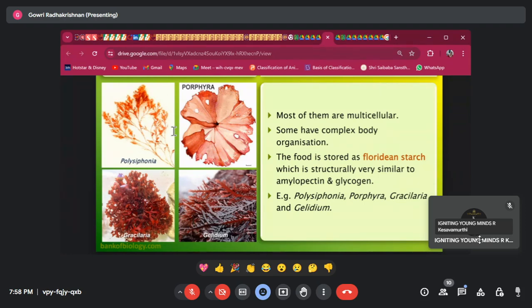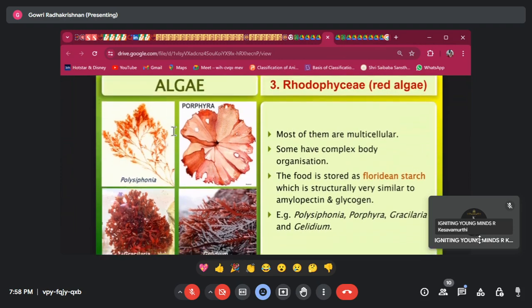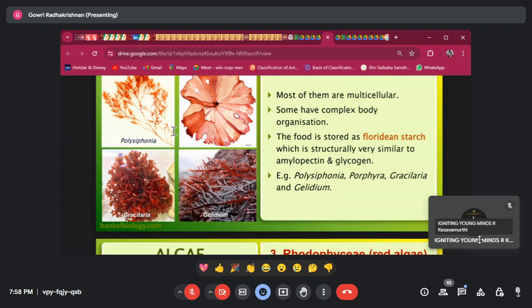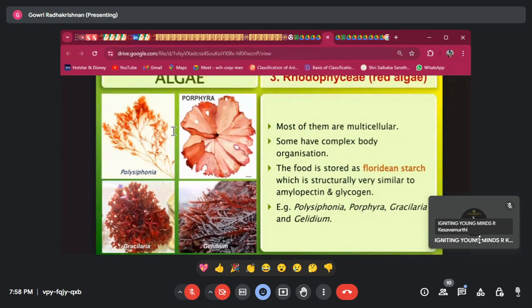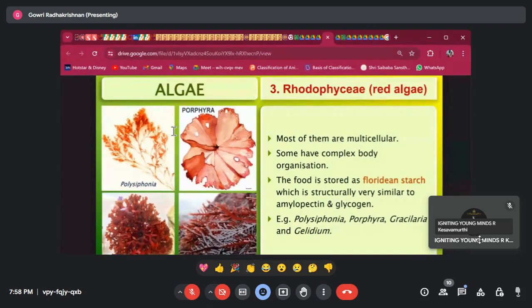All right. Now we are coming back to this. Now this one, Rhodophyceae, most of them are multicellular. Some have complex body organization. Food is stored as Floridian starch, which is structurally very similar to amylopectin and glycogen. Examples are Polysiphonia, Porphyra, Gracilaria, and Gelidium. So this is where agar comes from, isn't it? Red algae.